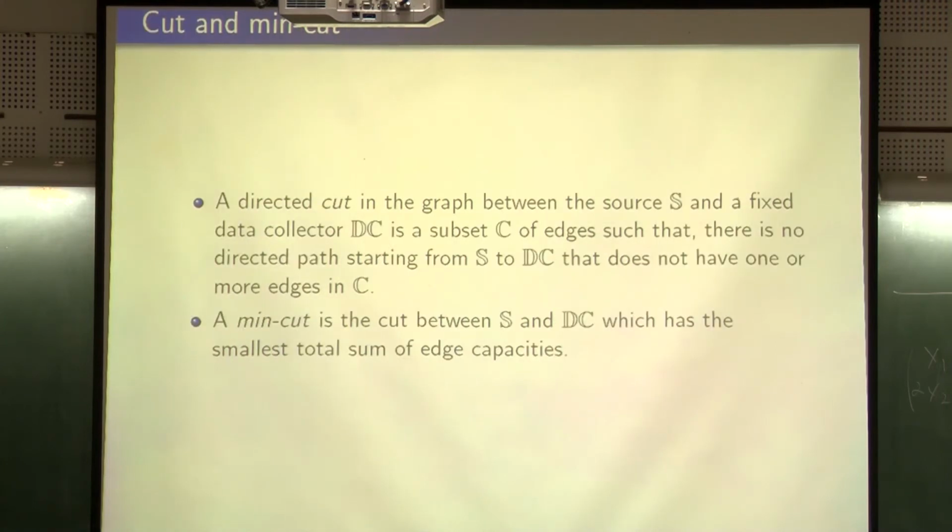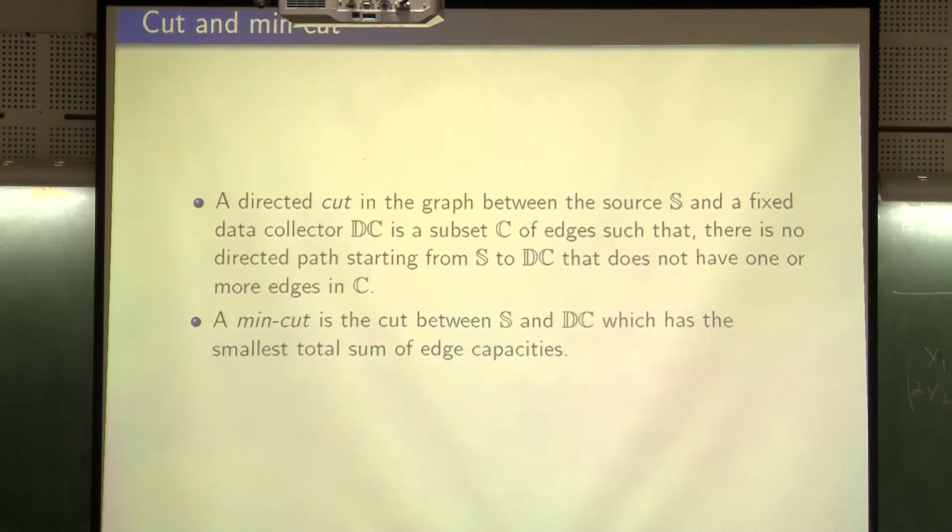So just to give an idea of another concept called cut and min cut, I put a definition here. Maybe it may not be clear in the beginning itself, but as we go through, I'll try to explain. A directed cut in a graph between a source S and a fixed data collector is a subset C of edges such that there is no directed path from source to data collector that does not have one or more edges in C. A min cut is a cut between source and data collector which has the smallest total sum of edges, because we are now in the business of actually computing exactly the bandwidth, right?